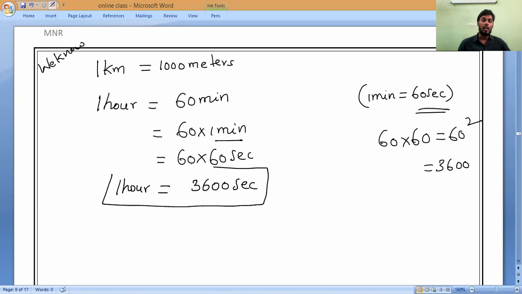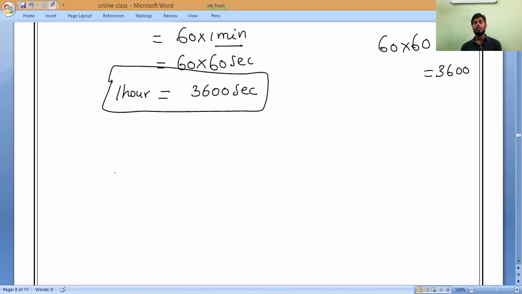See, it is like I am teaching class 6th boys. I should not have to teach all these things in class 9th. You should know by this time. But still we are not learning. So that's why, let it be. So 1 hour is equal to 3600 seconds.